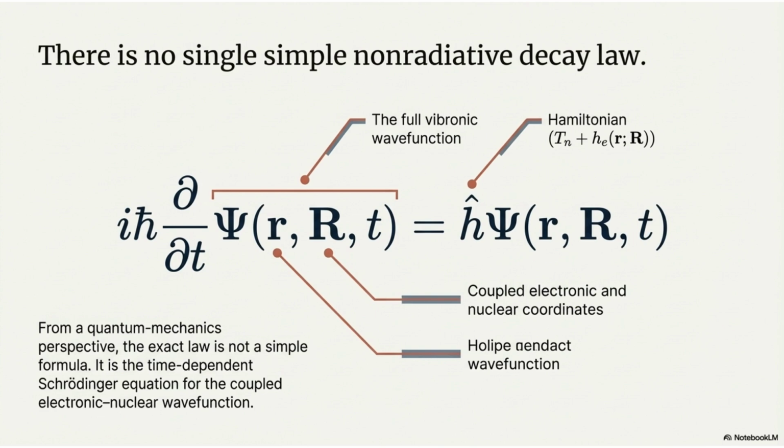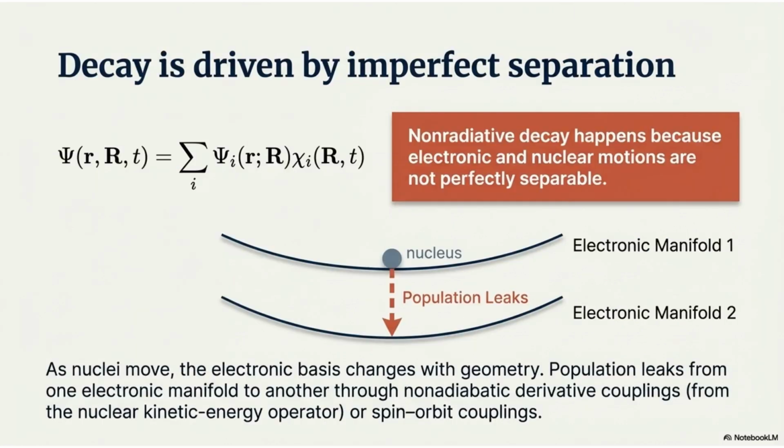The exact law is the time-dependent Schrödinger equation for the coupled electronic nuclear wave function, involving the full vibronic wave function and Hamiltonian. Decay is driven by imperfect separation. Non-radiative decay happens because electronic and nuclear motions are not perfectly separable. Population leaks occur between electronic manifolds as nuclei move.